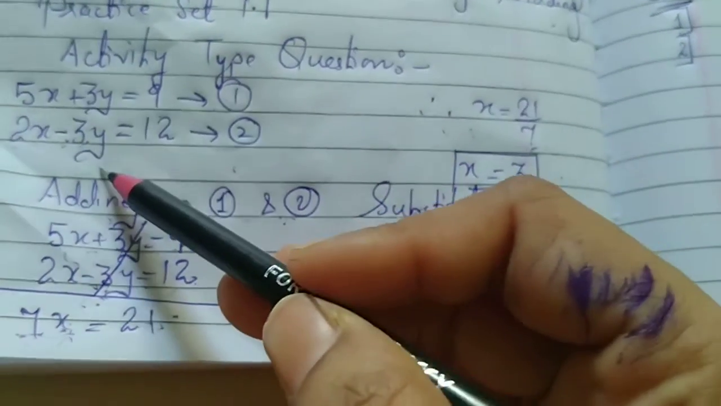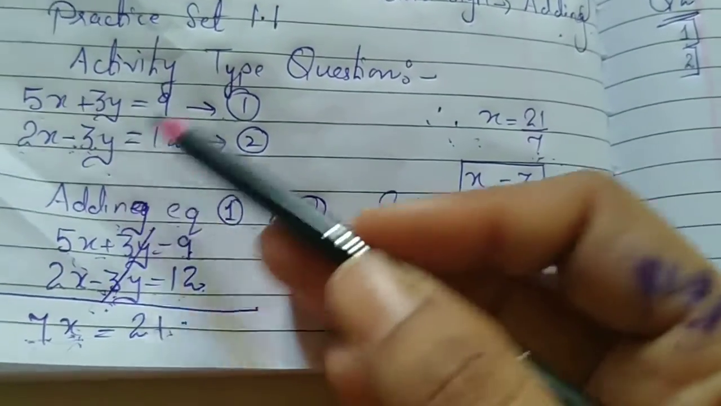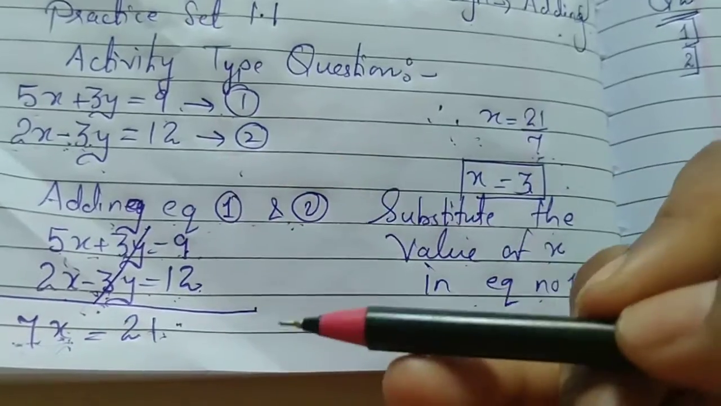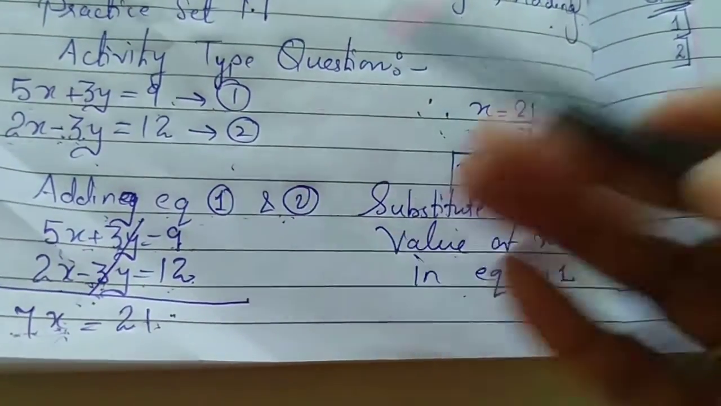Always try to ignore minus 1. Wherever it is possible, always choose the plus because that is easier. You will make fewer mistakes over there. So I have chosen equation number 1.